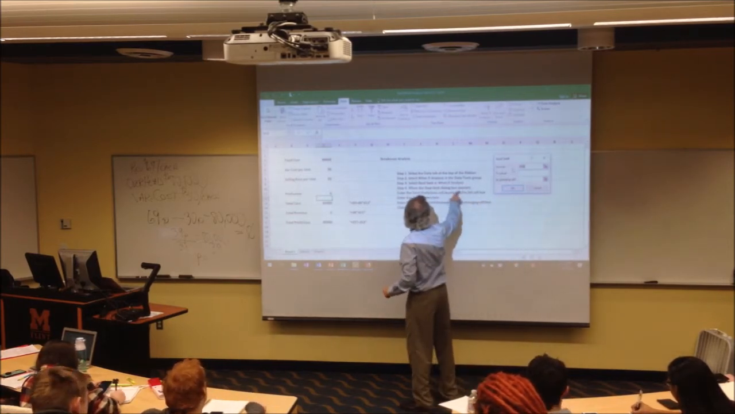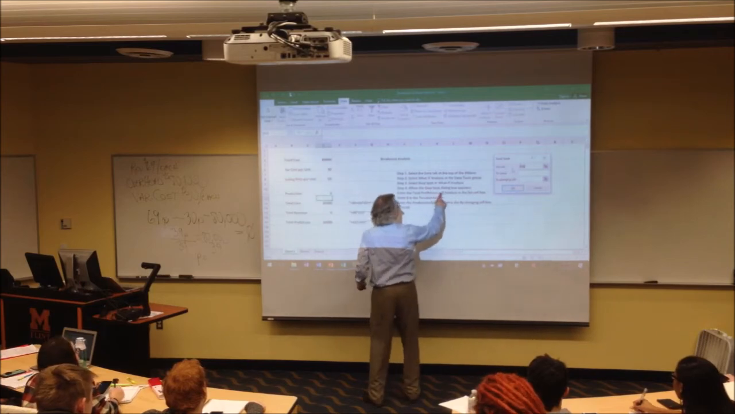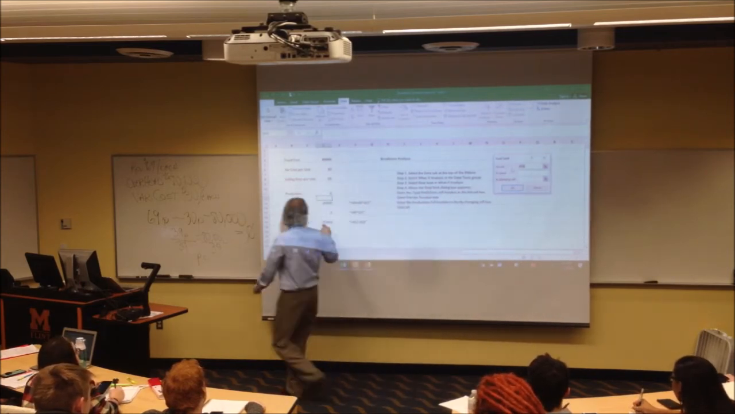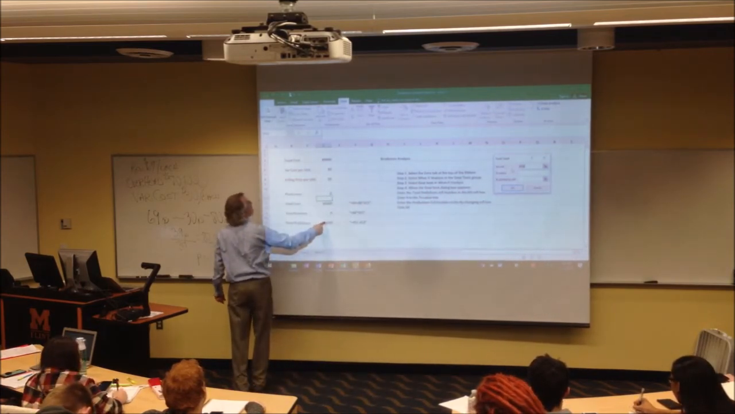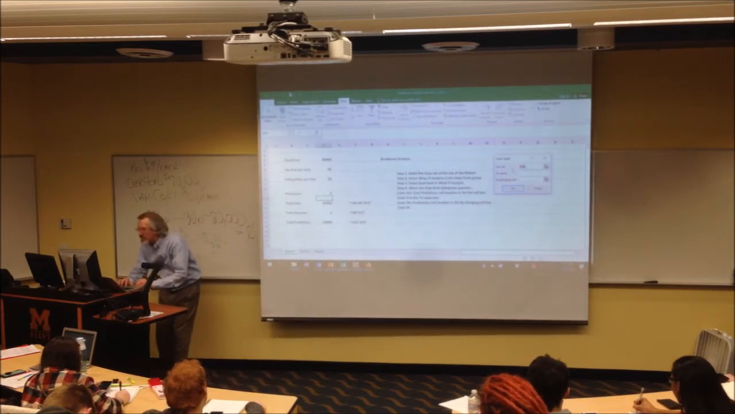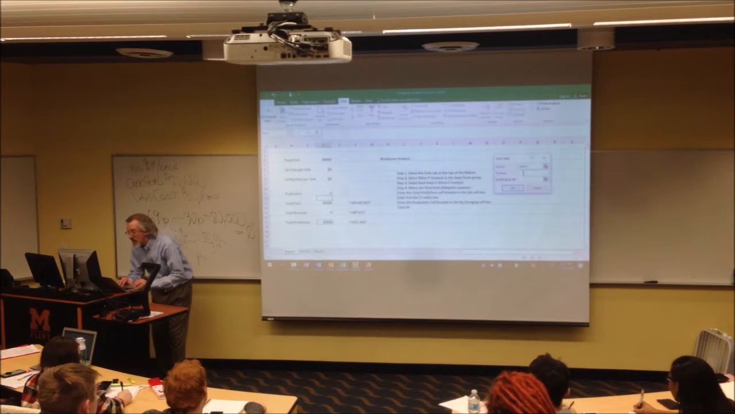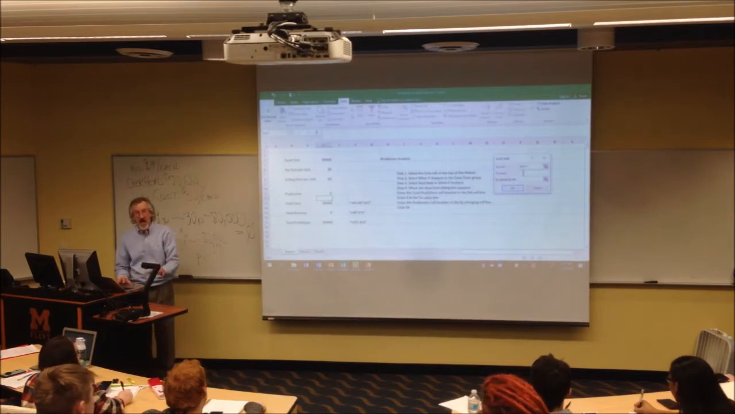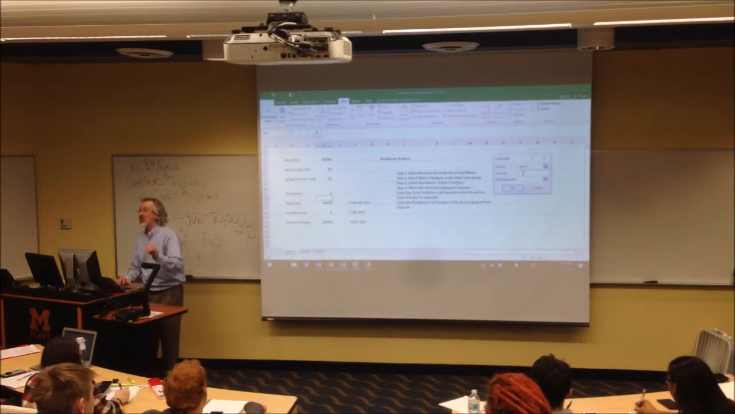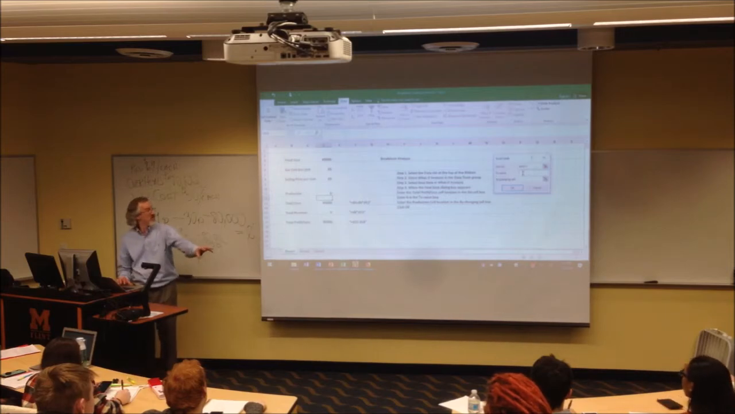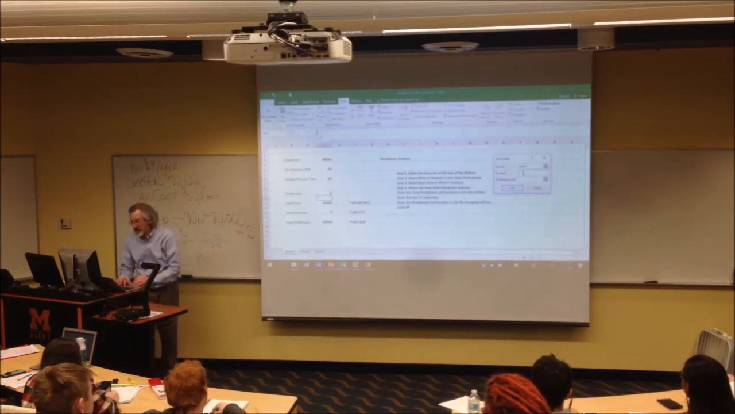Up here, the profit loss cell location goes in the set cell. There's the profit loss, so it would be D17, instead of D12 right now. So your notes say set cell is wherever the profit loss is being calculated. In this case, D17. To value, we want to get to a break even.